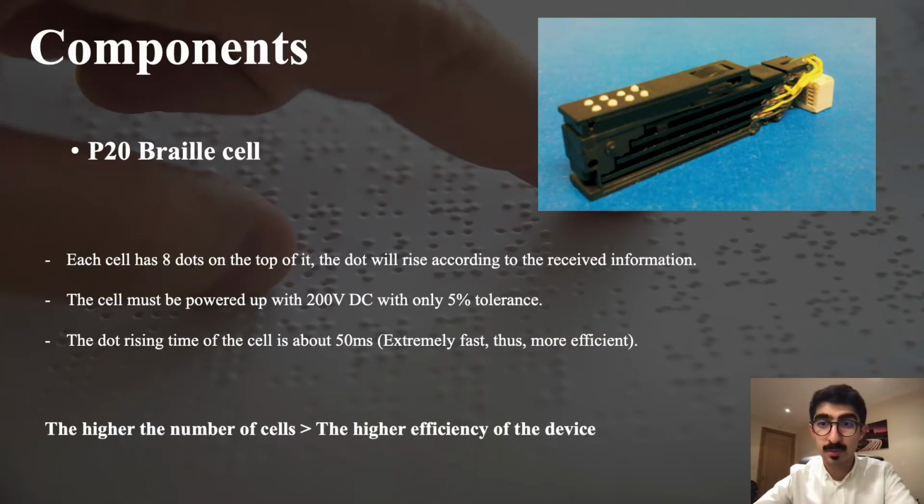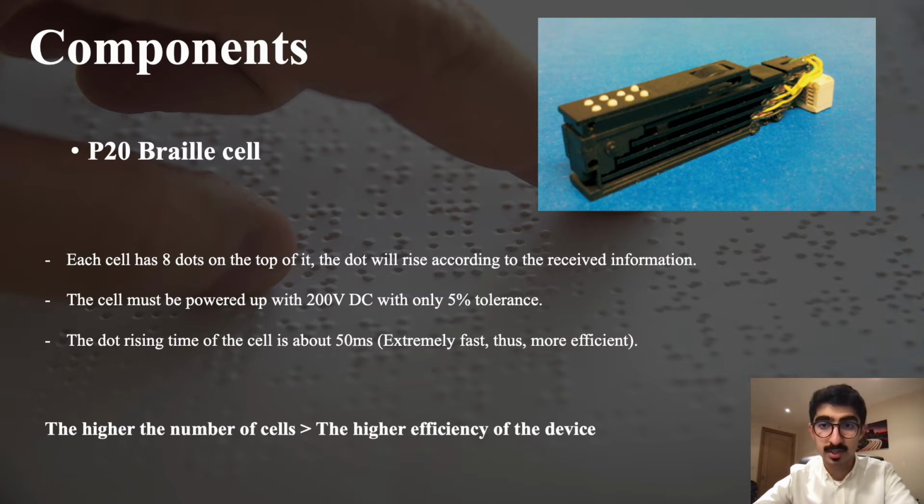Next is the P20 Braille cells that we are using in our system in order to display the translated text in Braille language. On the top of each cell there are 8 dots, which are driven by piezoelectric actuators of bending type. The cell must be powered up with supply voltage of 200 volts with only 5% tolerance, meaning that anything below 185 volts won't actuate the cell, and anything above 215 volts will damage it immediately.